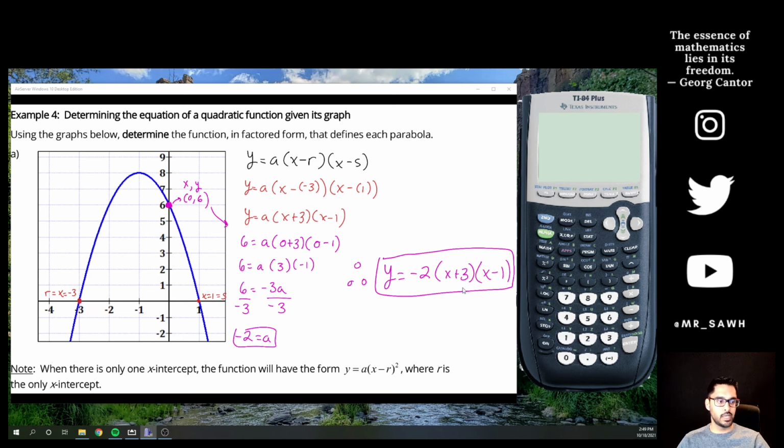And if you want to double check you're right, graph it. Put in the -2 and the brackets even. You don't even have to multiply it out. Your calculator will do the work for you.